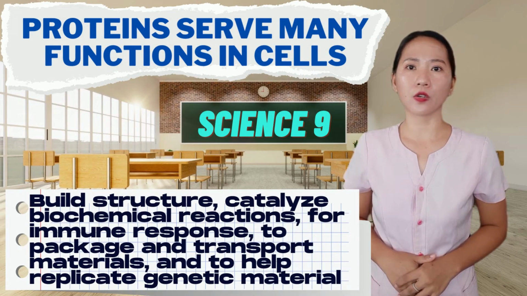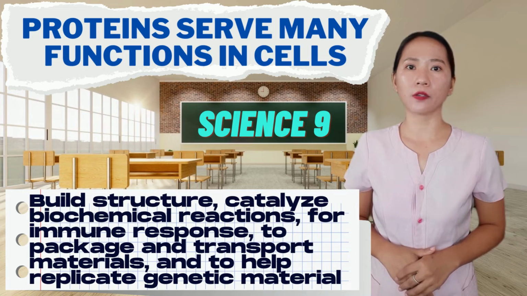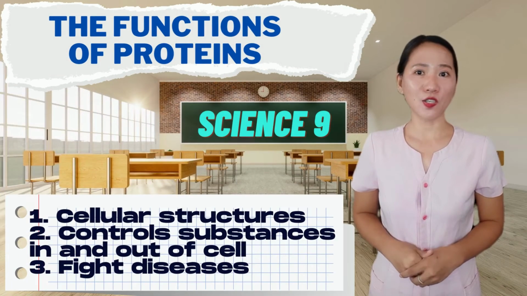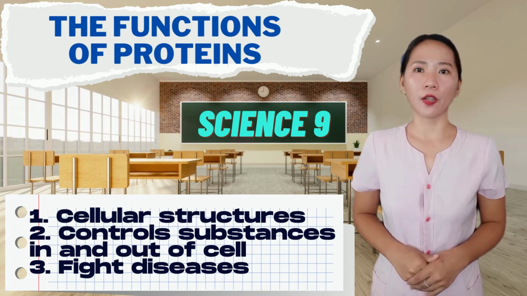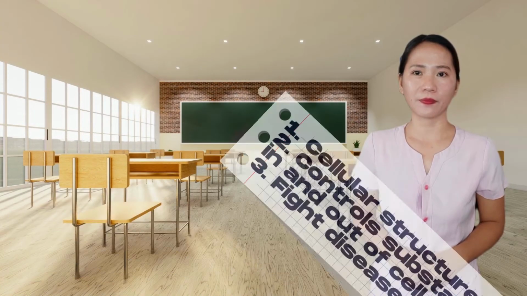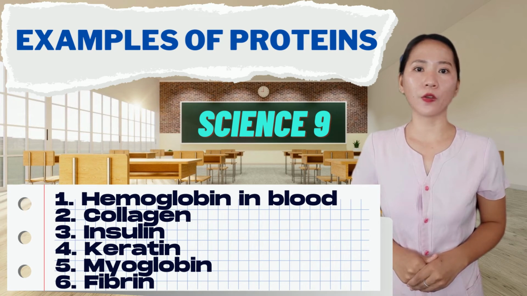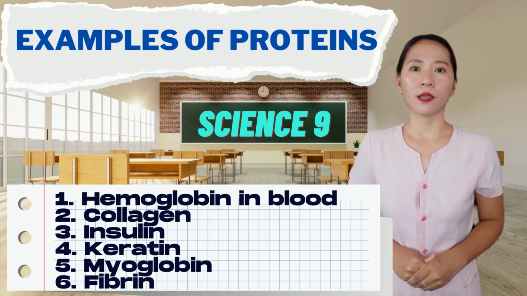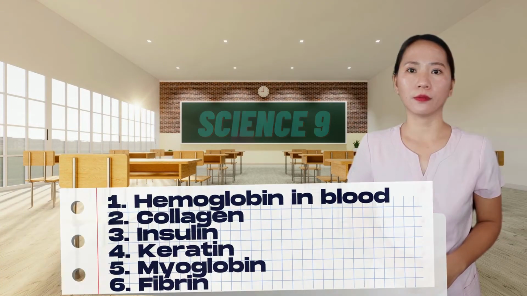Proteins serve many functions in cells. They are used to build structure, catalyze biochemical reactions, for immune response, to package and transport materials, and to help replicate genetic material. The functions of proteins are: cellular structures, control substances in and out of the cell, and fight diseases. Examples of proteins are hemoglobin in blood, collagen, insulin, keratin, myoglobin, and fibrin.